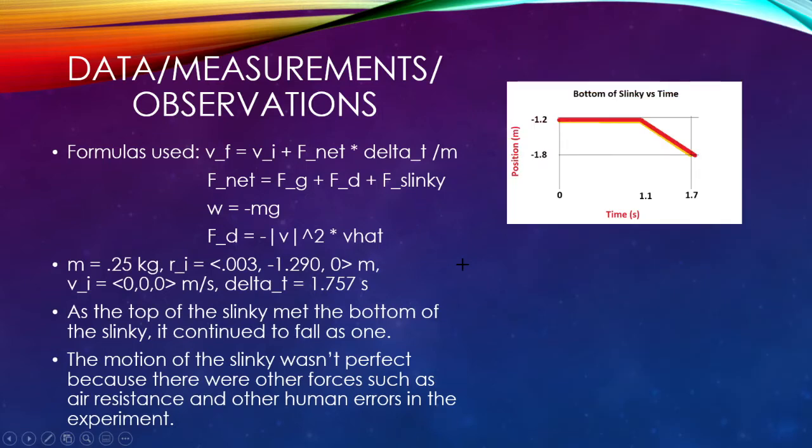And here is a very minimalistic graph of the motion, or the position, of the bottom of the slinky versus time. So at 1.1 seconds, the bottom of the slinky began to fall, and at approximately 1.7 seconds, the entire slinky hit the ground. And from 0 to 1.1 seconds, the bottom of the slinky remained in place as the top part of it fell down.